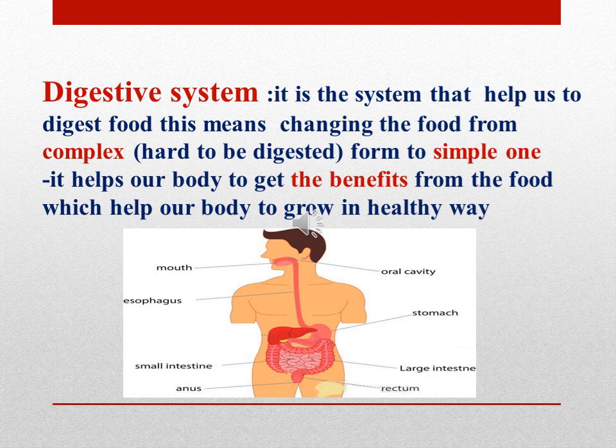Digestive system. It is the system that helps us to digest the food. Digesting the food means changing it from complex form, which will be hard to be digested, to a simpler one. This system helps our body to get the benefits from the food. These benefits will help our body to grow in a healthy way.